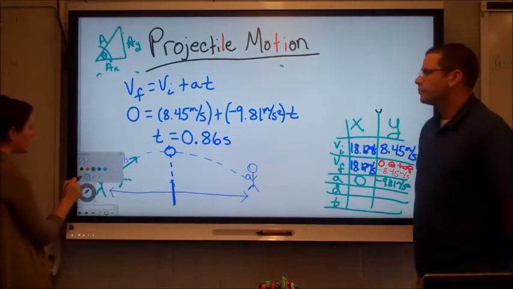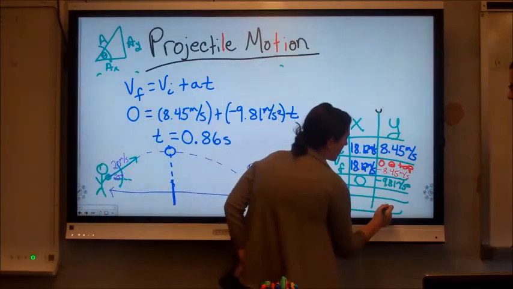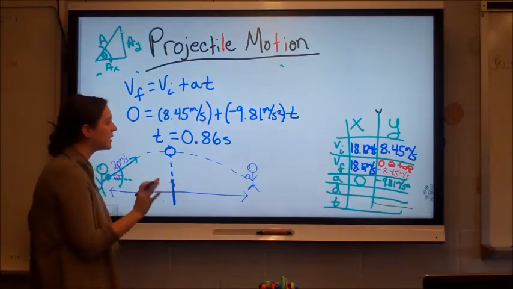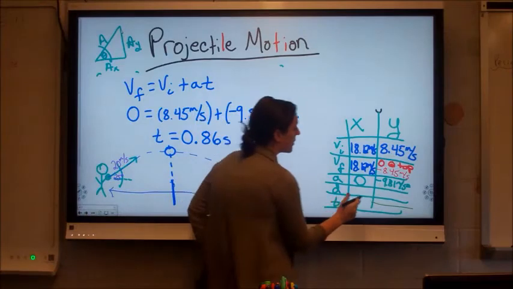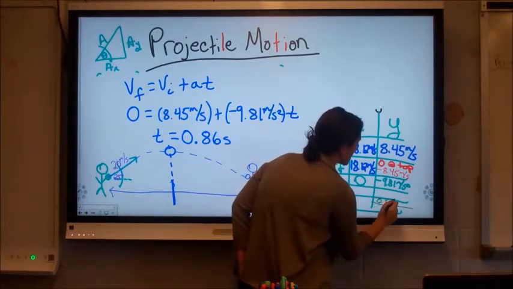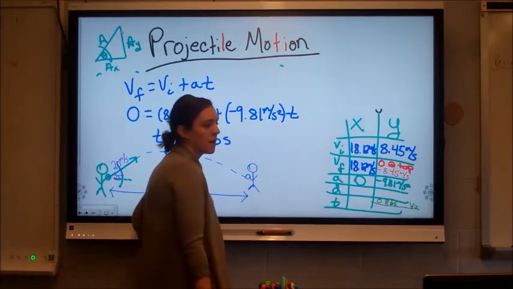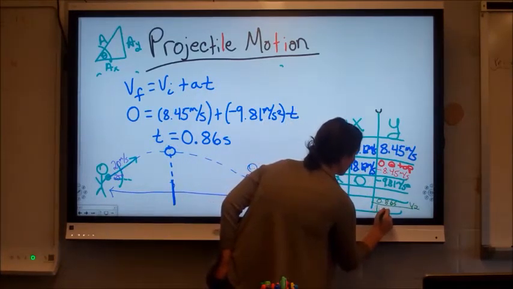So when I go to write into my chart over here, I'm going to kind of split up my y time, because my y is the only one where I might want to use my half, or I might want to use my whole. So I'm going to write in that I have 0.86 seconds, and note over here, that's my half time. But I also have a whole time of 1.72.